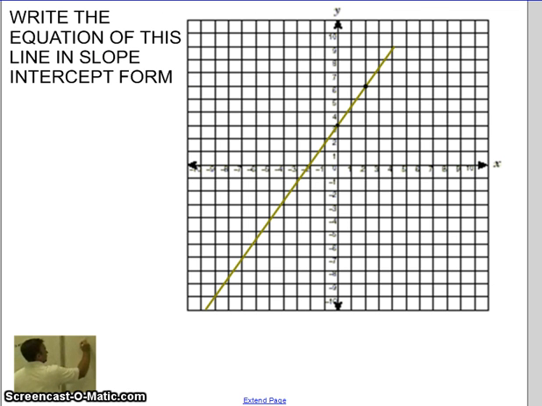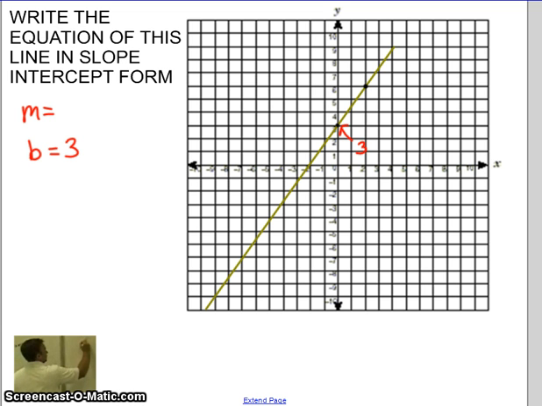Alright, the last thing we're going to do is write the equation of a line based off of a picture. Okay, so the two things we need are to find the slope and to find the y-intercept. Alright, let's start with the easy one, the y-intercept. Where does my line cross the y-axis? Alright, right here. That is 3. So b equals 3.